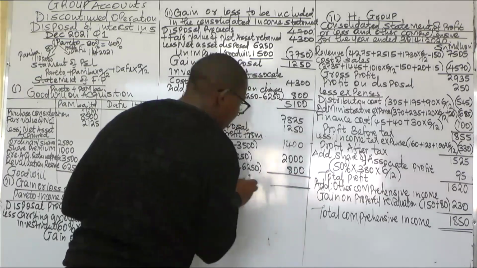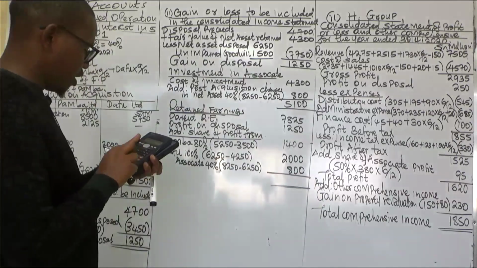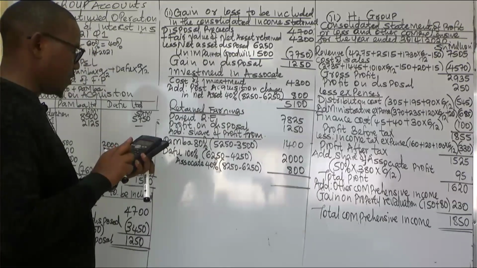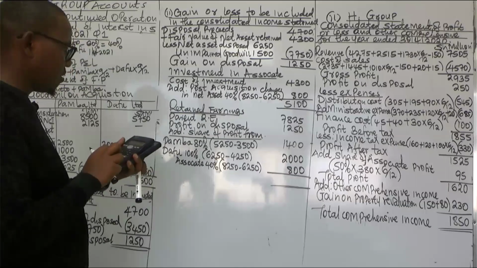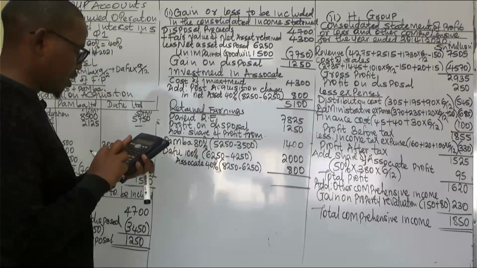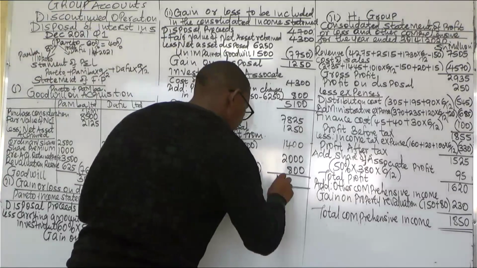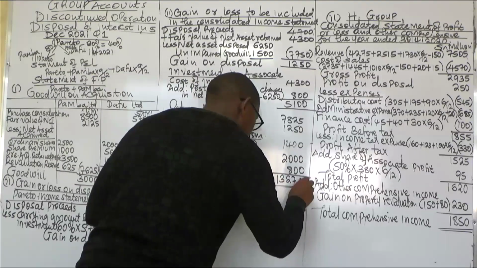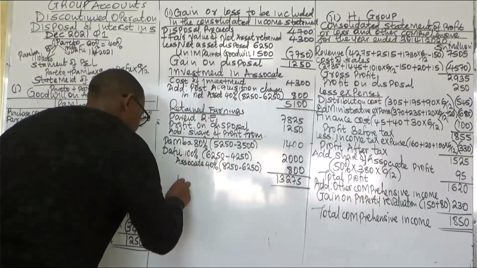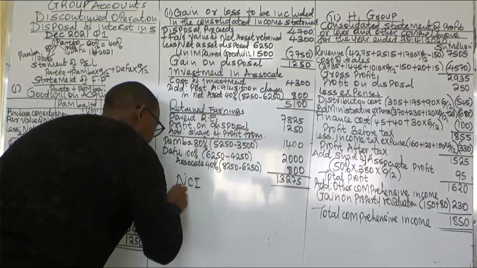So get the retained earnings. So 825 plus 1250, 1400 plus 2800. This will be 13,275.